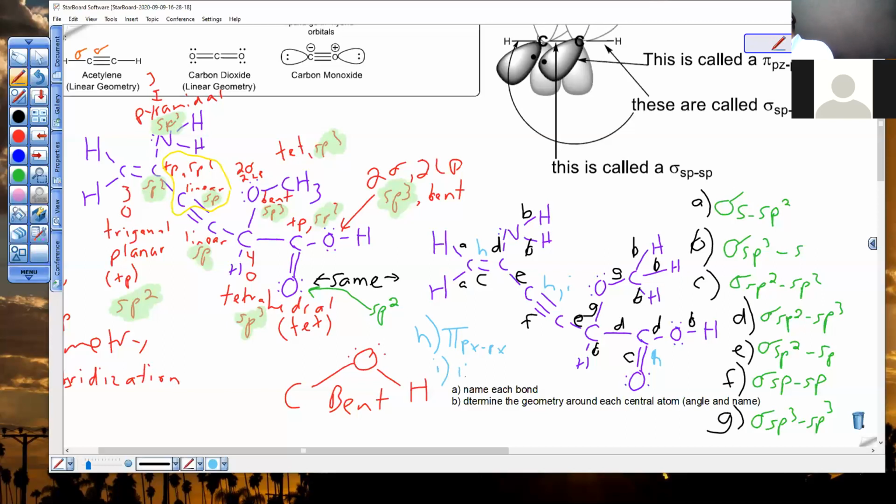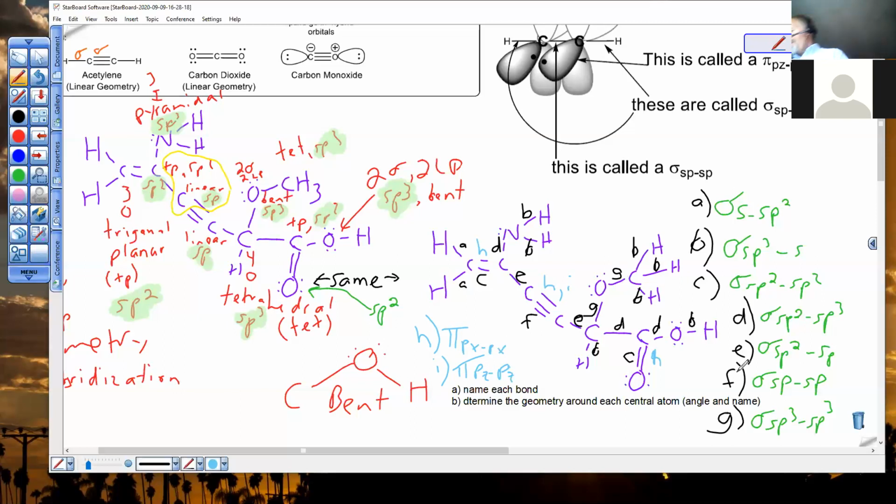and we'll call it pi pz, pz. Once again, they have to match. Okay, so if a carbon participates in more than one pi bond, each pi bond has a unique name. And that's all of part A.